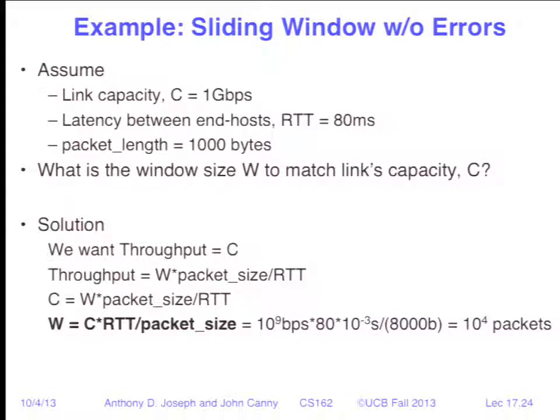All right? So if we set our window size to 10,000, we will be perfectly aligned with the bandwidth of the link. Because every time we complete a round trip time, we'll have sent a gigabit, we'll have sent 10,000 packets worth of data, which will fill that gigabit link. Yes?